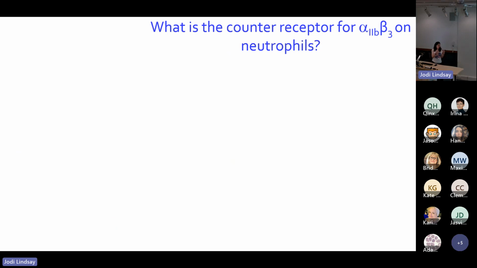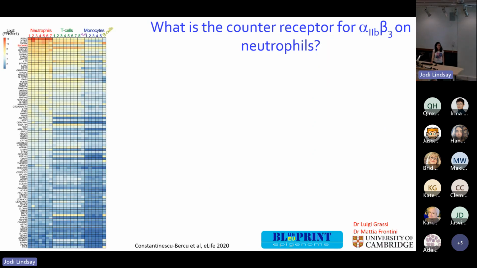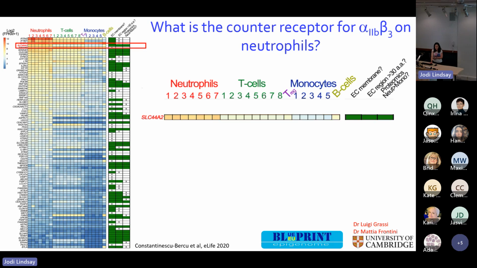So the next phase was to identify the receptor on the neutrophil. I don't have the time to show you all the data, but again, it was not MAC1 or LFA1. And we collaborated with Dr. Grassi and Frontini from Cambridge, who looked at an RNA-seq database and selected candidate genes that were highly expressed in neutrophils and T cells, as opposed to monocytes and B cells. And they came up with a list of genes, and immediately one of the top targets was SLC44A2.